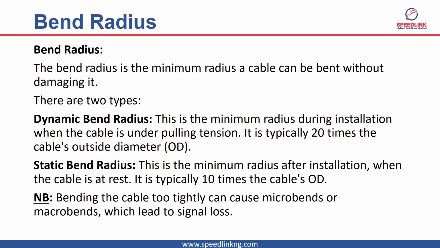There are two types. We have dynamic bend radius and we have the static bend radius. Dynamic bend radius is the minimum radius during installation. During installation, that's the key word there. When the cable is under pulling tension, that would also be during installation, isn't it? When you are pulling the cable is installation. It is typically 20 times the cable's outer diameter. That's a mathematical calculation of how to get the bend radius.